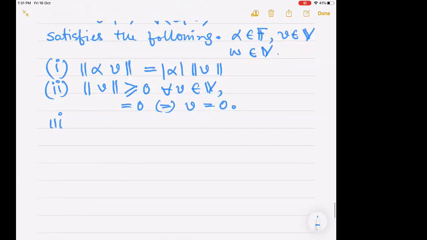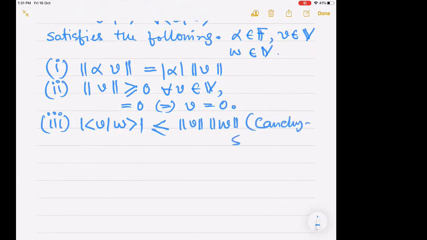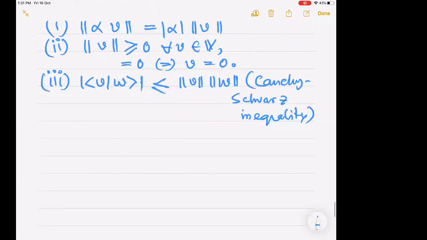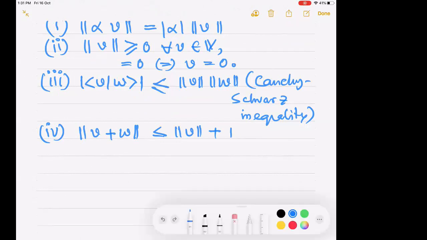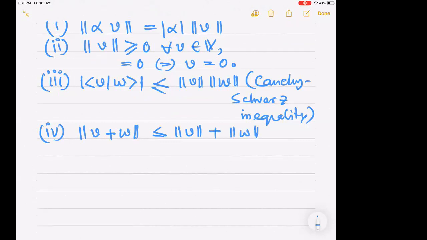Number 3 is, if I look at the inner product of v and w and look at the magnitude of that, that is always upper bounded by the norm of v times the norm of w. This is called the Cauchy-Schwarz inequality. And number 4 is the norm of v plus w must be less than or equal to the norm of v plus the norm of w. Right, my w looks really pathetic, let me correct it. Right, this is called the triangle inequality.